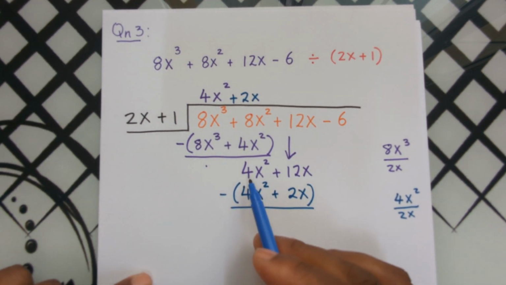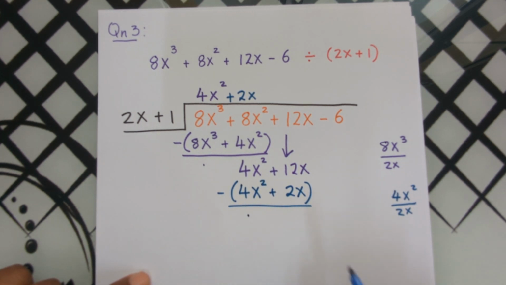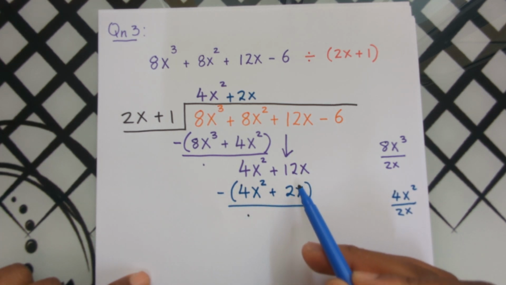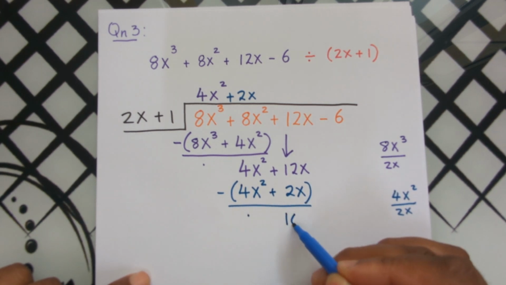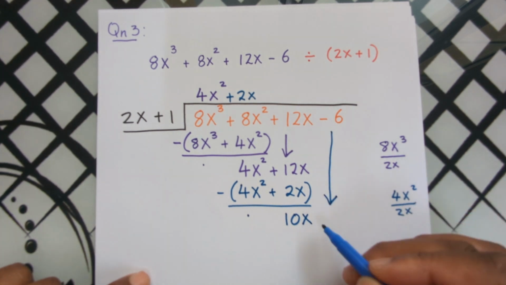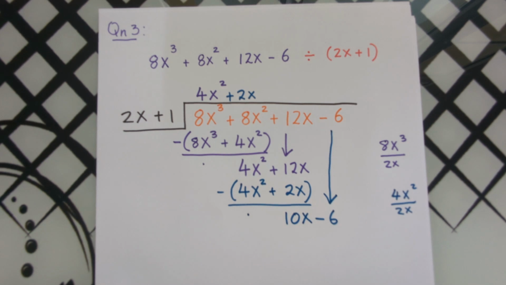Now when you subtract 4x squared minus 4x squared, it will give you a 0. And 12x minus plus 2x is the same as saying 12x minus 2x, which will give you 10x. And we bring down the next term. In this case, it is negative 6. We repeat the same process again.